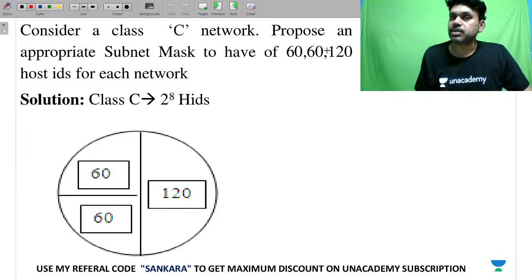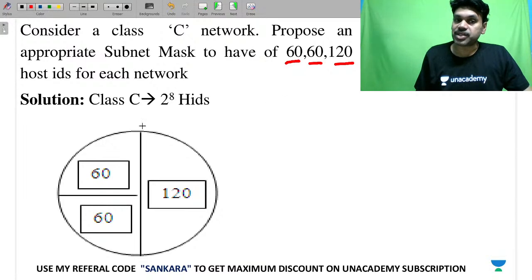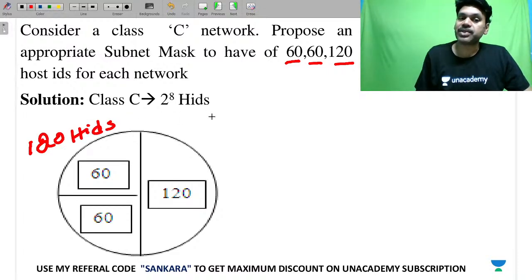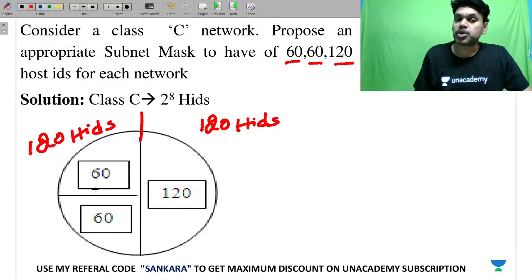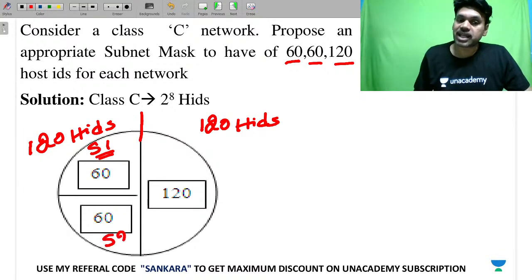Consider a class C network, and you are asked to propose an appropriate subnet mask to have 60, 60 and 120 HIDs. This is the figure: the outer network is going to have 120 HIDs. Further, it is split into two more parts, because the first subnet group needs 60 HIDs, the second subnet group needs 60 HIDs, and the third subnet needs 120 HIDs.